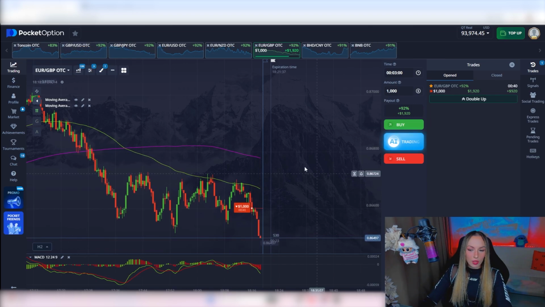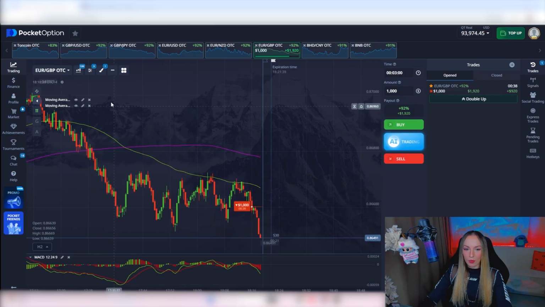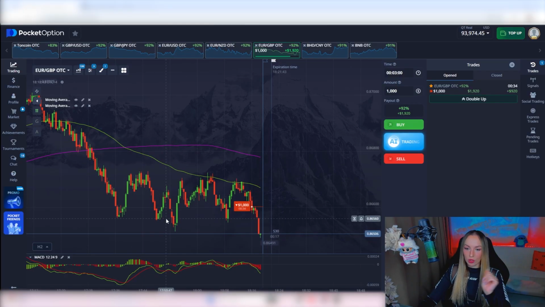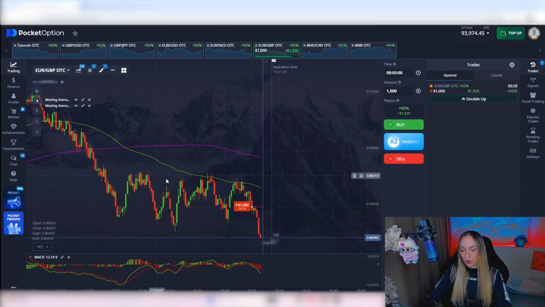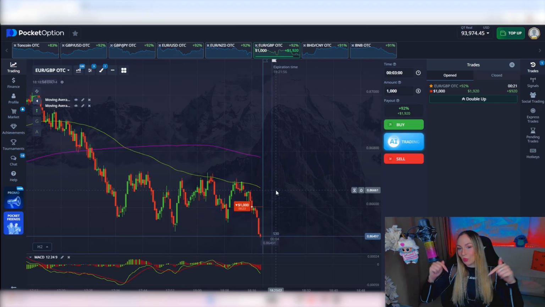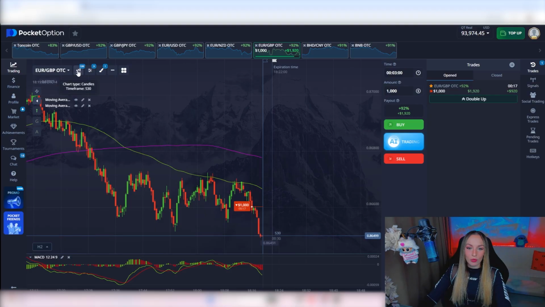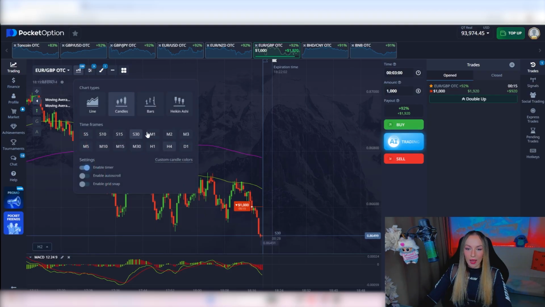And also, my moving averages help me to identify the direction of the trend. When the moving average with the period 200 is above the moving average with the period 100, that means it's a downward trend and we need to open the trades only in the downward direction. Basically, that's it. This strategy is perfect for 30 seconds and for 1 minute chart time.